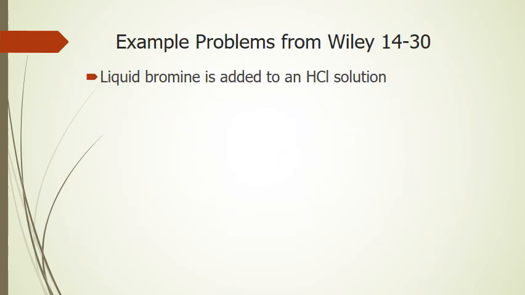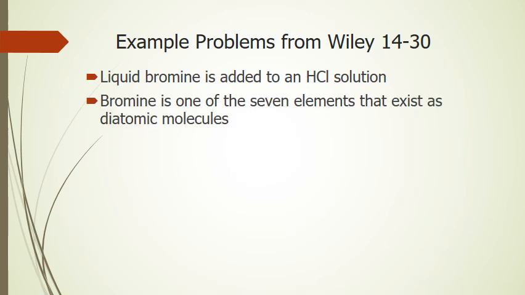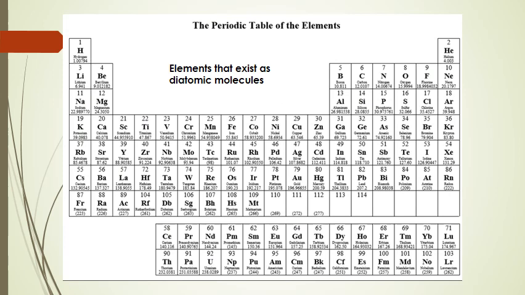The first one says liquid bromine is added to an HCl solution. Bromine is one of the 7 elements that exist as diatomics, so you're looking for not just Br, but Br2. Here are those 7 elements: hydrogen, nitrogen, oxygen, fluorine, chlorine, bromine, and iodine. I remember this because if you look on the periodic table, they kind of make a 7. Of course, you have to move hydrogen over, but if you do, it makes a 7, and those are all the diatomics.